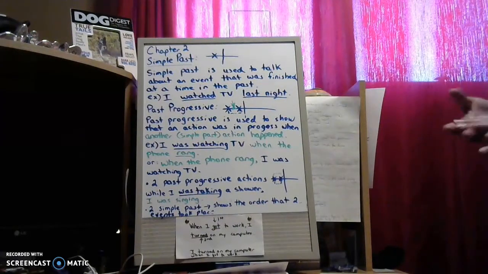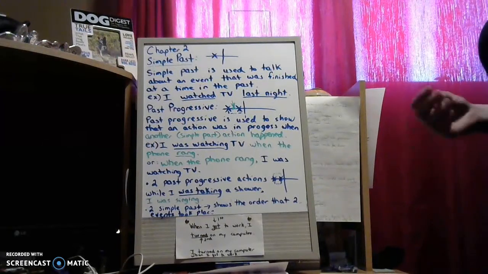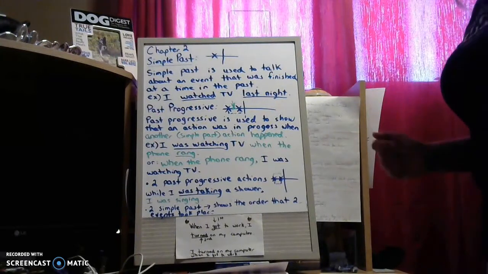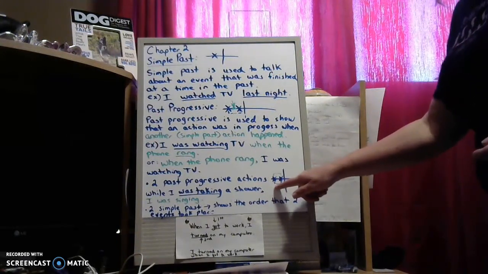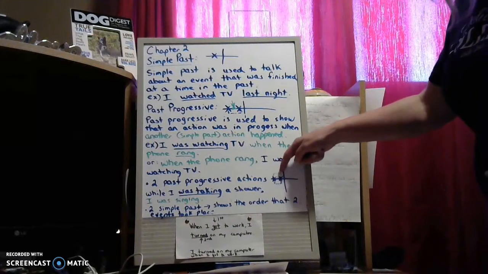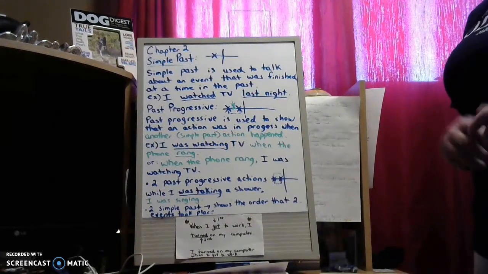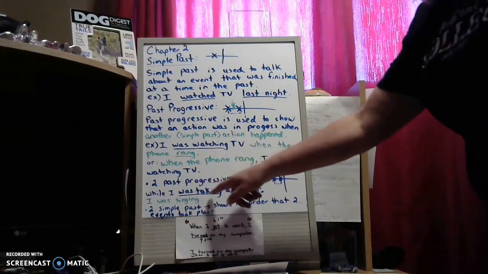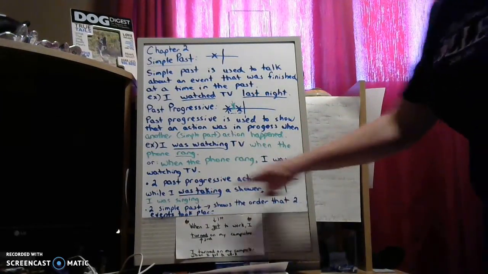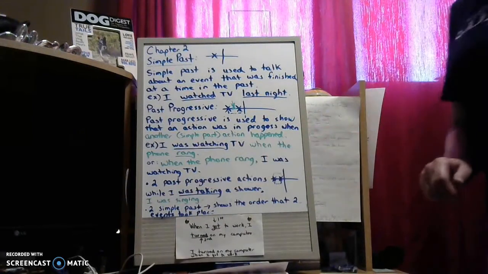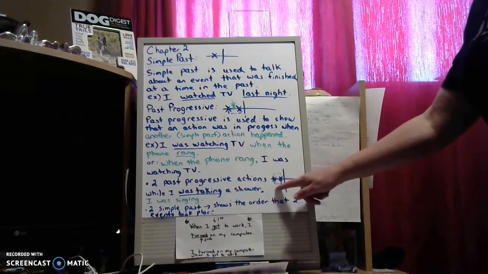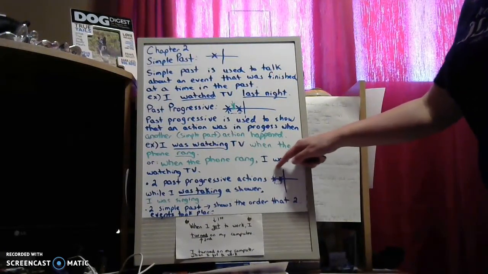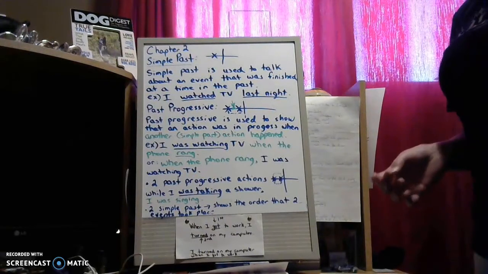Okay, I can have two actions that took a long time and happened at the same time in the past. So I've got this blue action happening here, but at the same time this green action is happening, and they're both long actions. So while I was taking a shower, comma, I was singing. So here I am taking a shower, and that took 10 or 15 minutes, and the singing was happening at the same time for 10 or 15 minutes.